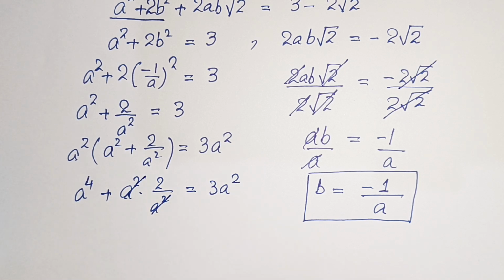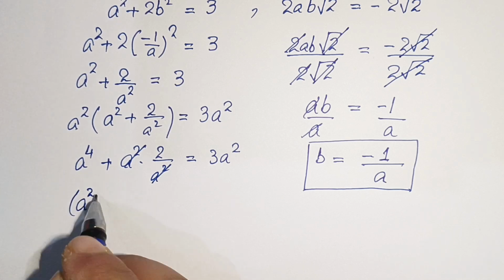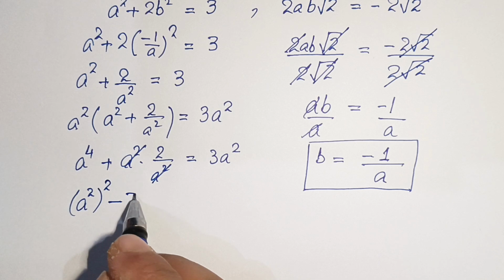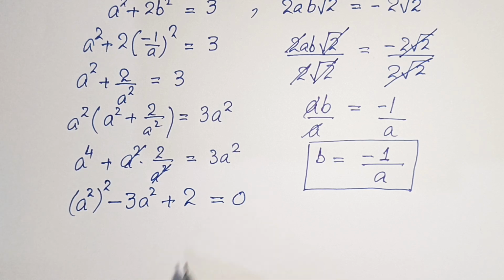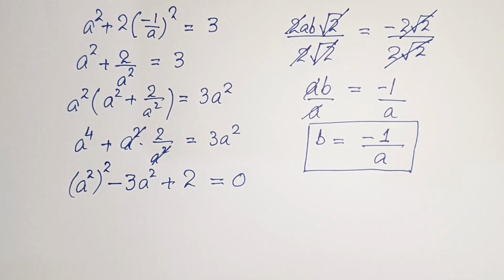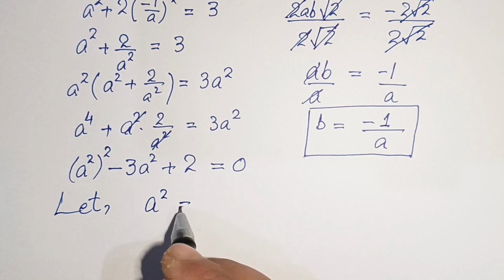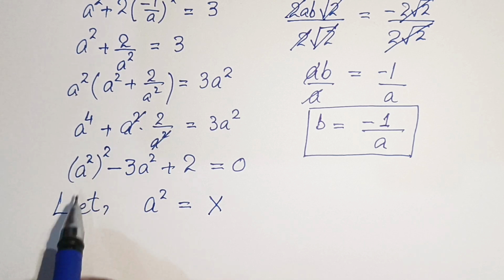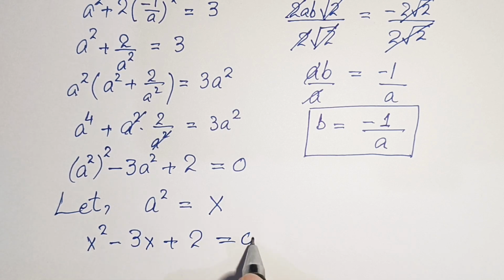Cancelling this a squared with a squared, we have a to the power 4, which can also be written as a squared whole squared, and if we shift 3a squared to the left hand side, we have minus 3a squared, and plus 2 is equal to 0. Now here we have a squared and it is also a squared, so we suppose that a squared is equal to x. Substituting this value, we have x squared minus 3 times x plus 2 is equal to 0.